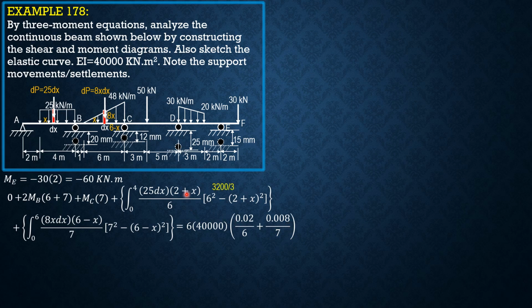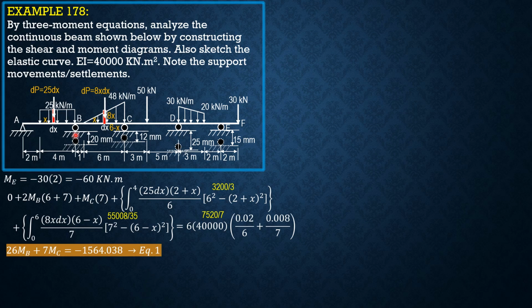Simplifying, this integral is 3,200 over 3. This integral is 55008 over 35. And the value at the right side is 7520 over 7. So simplifying, 26 MB plus 7 MC equals negative 1564.038. So call that equation 1.